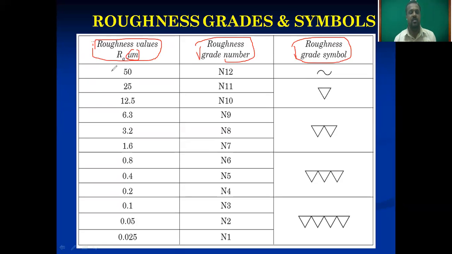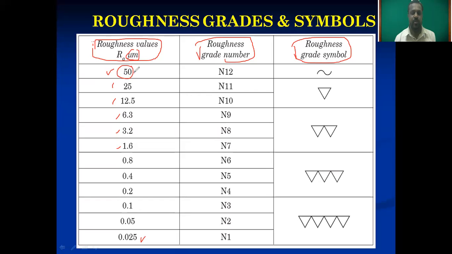Now see what those surface roughness values are. Then again it is 50 micron, then 25 micron, then 6.3 micron, then 3.5 micron, right? Like 1.6 micron, like this. This is the highest surface roughness value. So if the surface roughness is 50 micron, we can easily understand it is a very rough surface. And suppose the surface roughness value is 0.025, we can say it is a very smooth surface. You have to remember this. This is the highest surface roughness value.